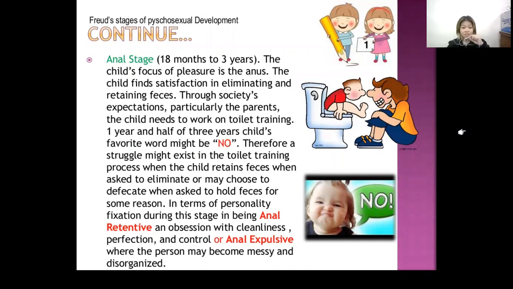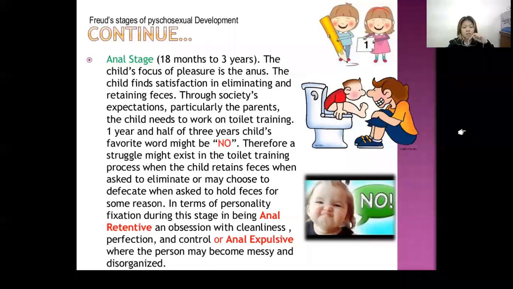So during the anal stage, the child's focus of pleasure is the anus. The child finds satisfaction in eliminating and retaining feces. In this case, kasi nga, when you are young, di ba, sometimes a child cannot control saan magbabawas, kailan magbabawas. So they find pleasure, or satisfaction when they excrete feces, or yung dumi.